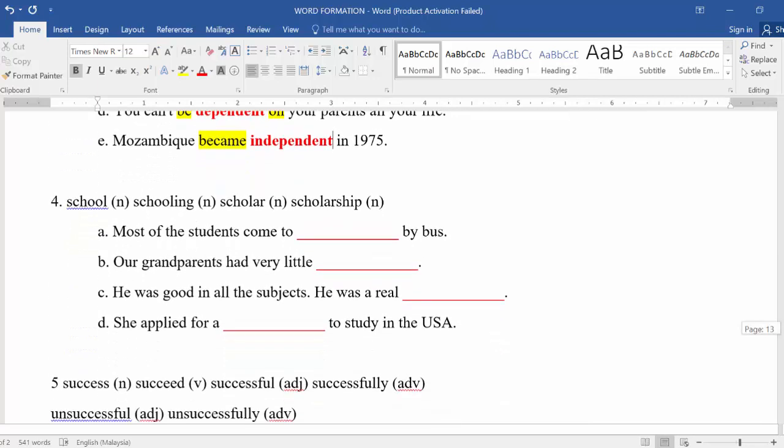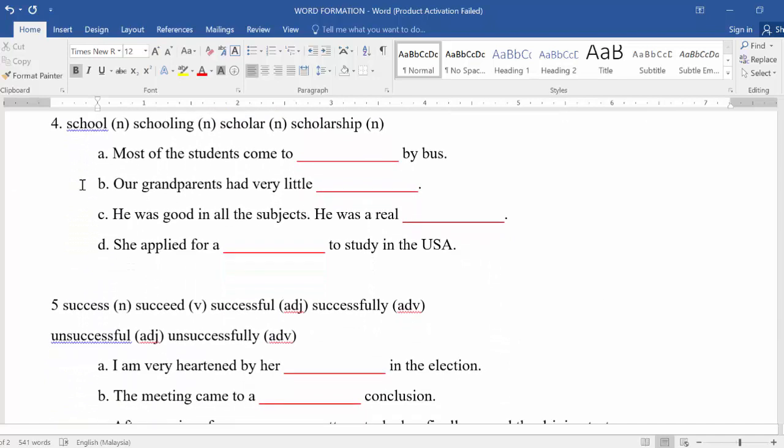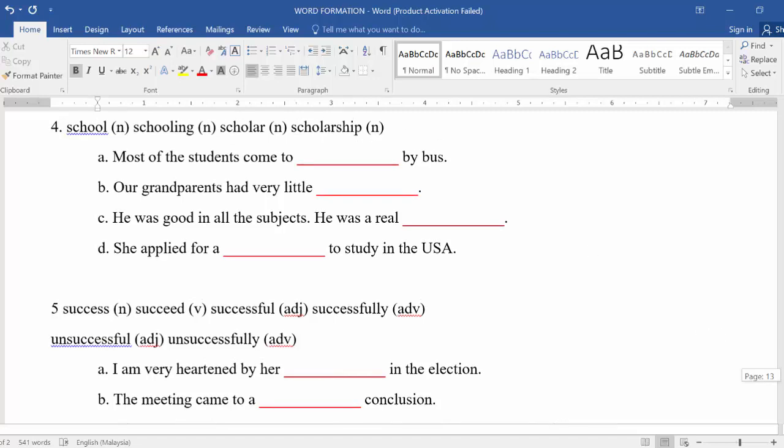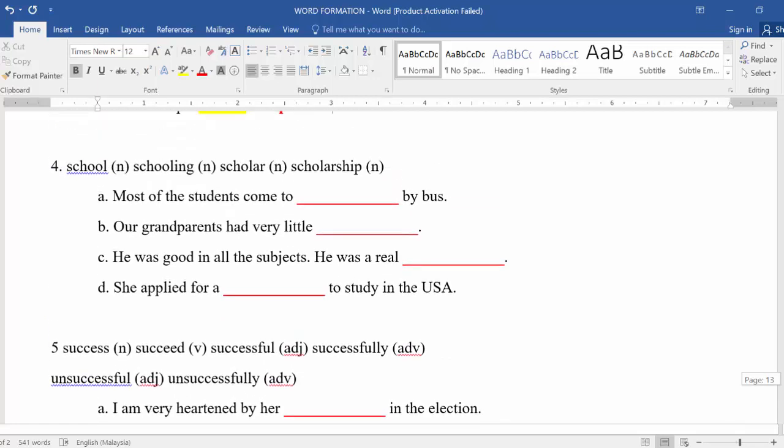Okay, let's look at question 4. We have school, schooling, scholar, and scholarship. Four nouns here. They are all nouns, but they are all different. Let's look at the first one, school. You should know the meaning of school, right? Our school, for example, a high school. That is the school, a place. School is a place for you to study. So this noun, the first one, is a place.